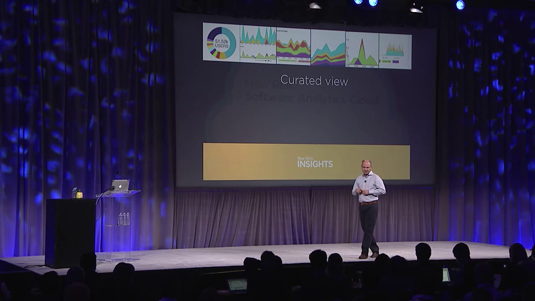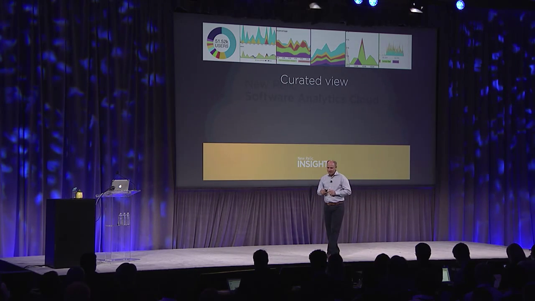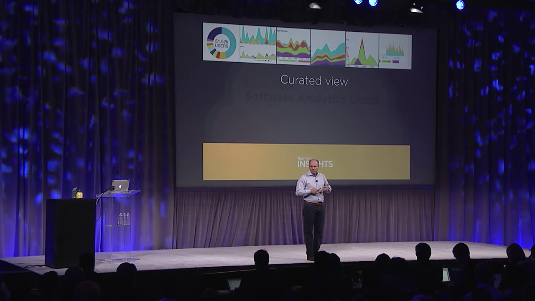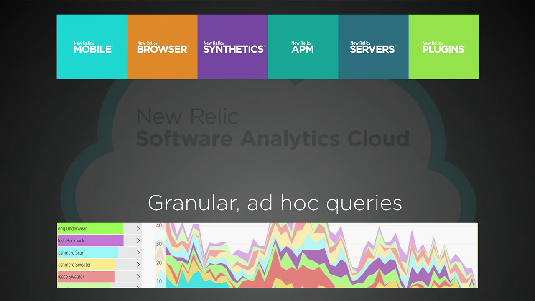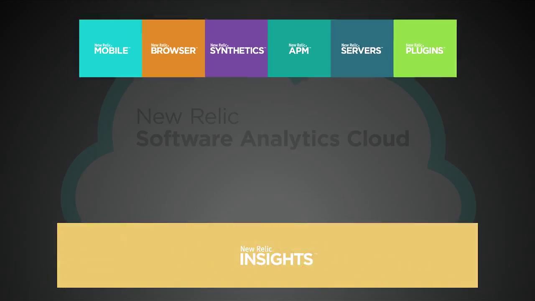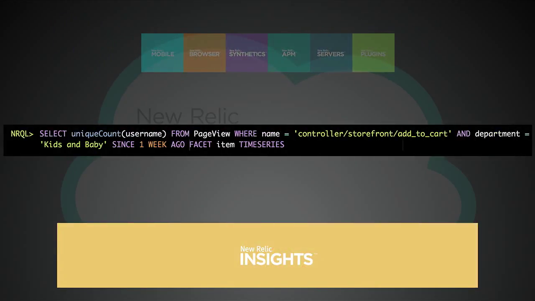But there are times when you need granular ad hoc answers that are not in the scope of our curated products. And that's where Insights comes in. We think of Insights as a horizontal product that can be used to address all sorts of interesting business use cases. And the weapon of choice, the way you get at these granular ad hoc queries and insights, is through the scalpel that we call NRQL. Super easy to use query language.